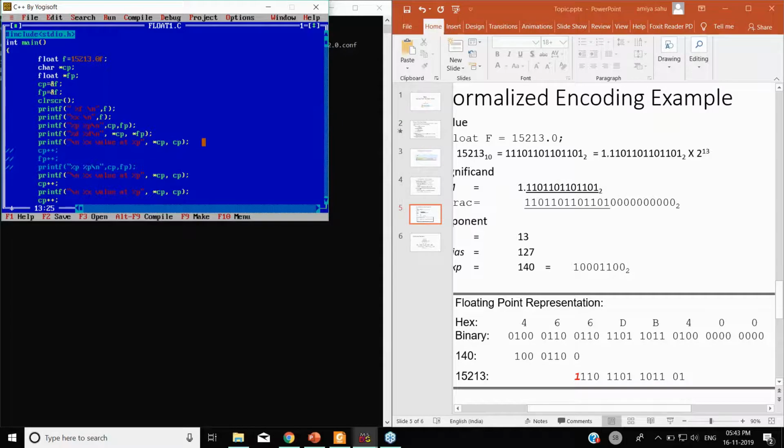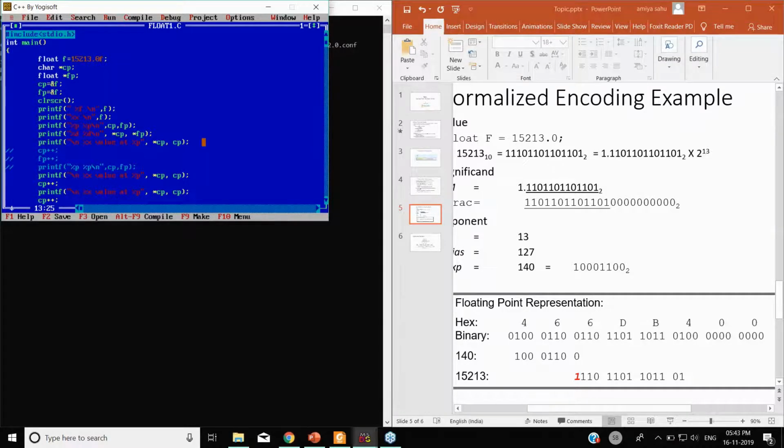So when you have a character pointer which points to a character variable, if we increment the character pointer value, it will increment by the size of the character, that is 1 byte. Similarly, if it is an integer pointer and we increment it, it will be incremented by the size of the integer.